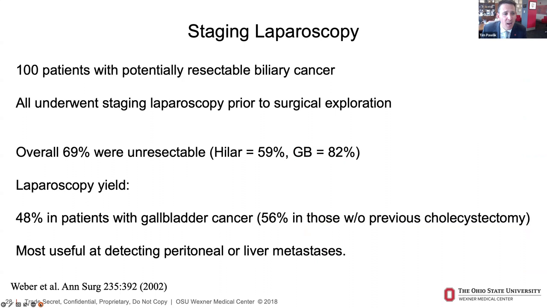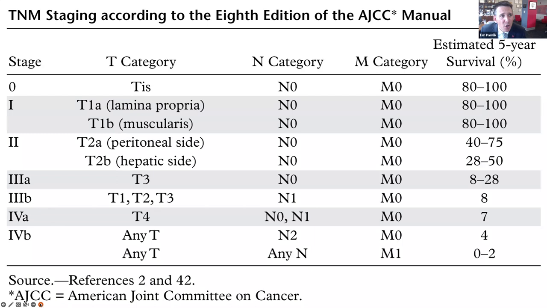And that is why a PET scan or a laparoscopy could be helpful. And in this one study by Dr. Sharon Weber, she noted that 48% of patients with gallbladder cancer had evidence of metastatic disease on laparoscopy, and especially the incidence of finding peritoneal disease correlated with the T category, as well as nodal status from the initial laparoscopic cholecystectomy pathology.